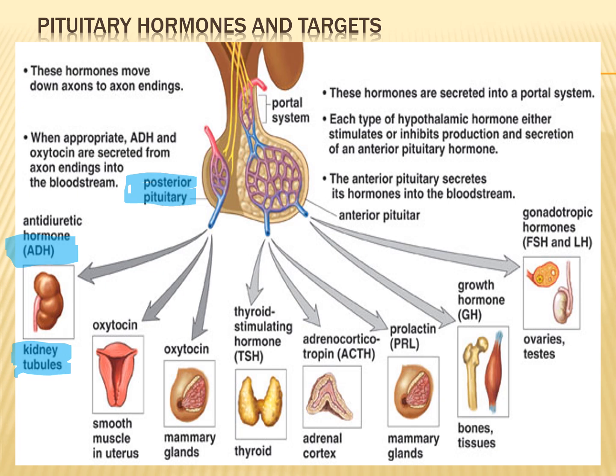Obviously, there's a limit as to how much it can do that, but that helps conserve water if you're dehydrated. Likewise, if your blood pressure drops, it will be released from the pituitary, go to the kidney, cause water to be conserved, and that would increase your blood volume and increase your blood pressure. So that's one hormone produced by the posterior pituitary.